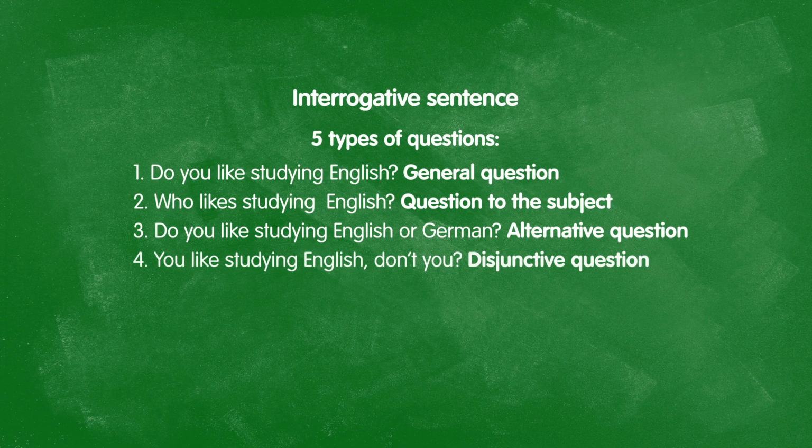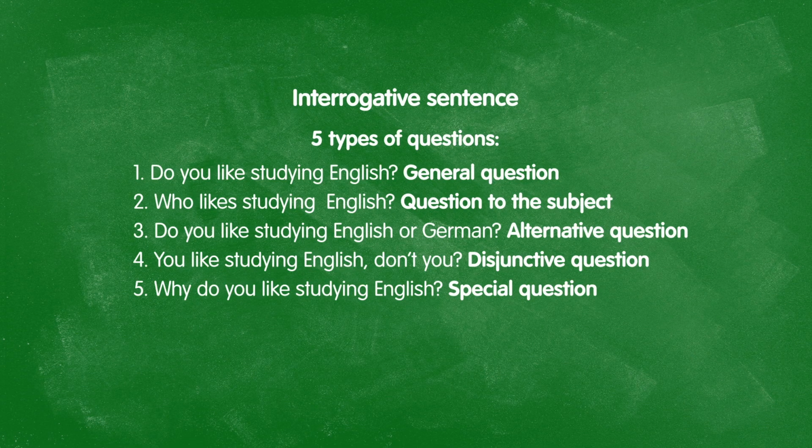A fourth example, you like studying English, don't you? This is what we call a disjunctive question or a tag question because of that little bit on the end. Don't you? But we'll talk a little bit more about that in a second. And finally, why do you like studying English? This is a special question. I am asking you about reasons, motivations, and I'm using the word why to do it.